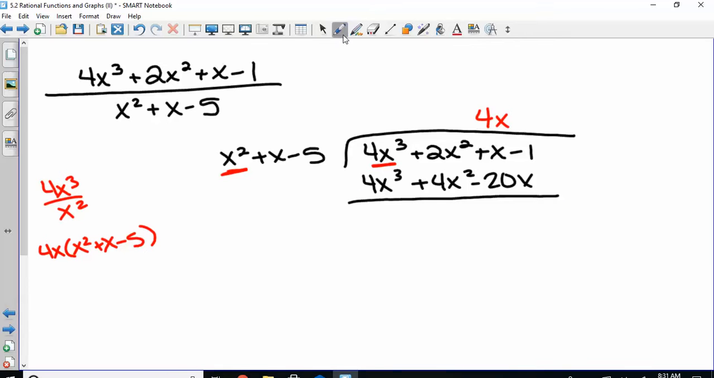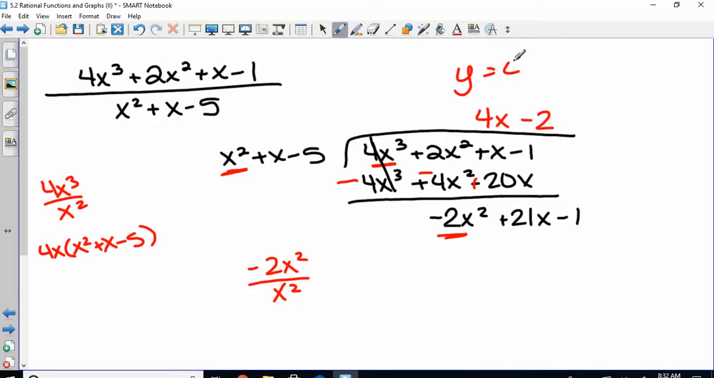Now change the signs. Because we want to subtract it off, so it's easiest just to run a negative through and then add like terms. So those drop. A positive 2 and a negative 4 will be a negative 2x squared. You can bring down this other stuff. We're really not going to need it, because the final step is just to repeat. Divide. Negative 2x squared divided by x squared is negative 2. So your oblique is y equals 4x minus 2. You don't have to finish it.